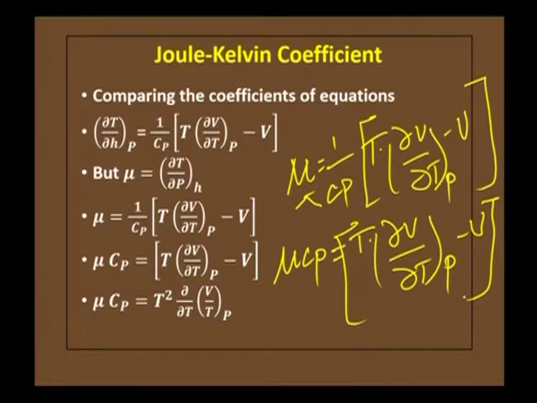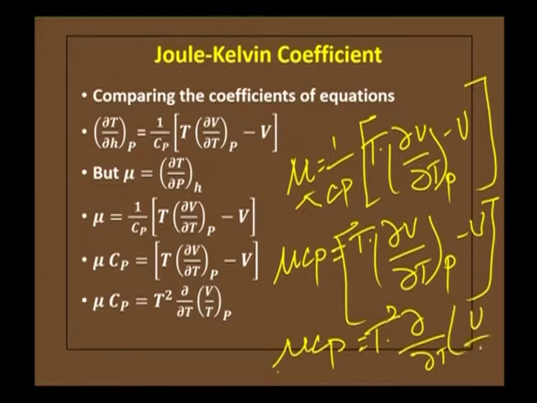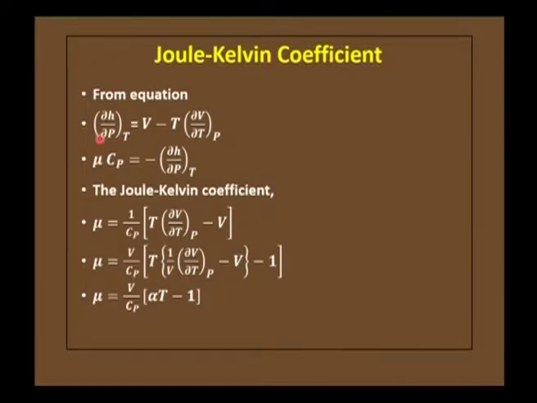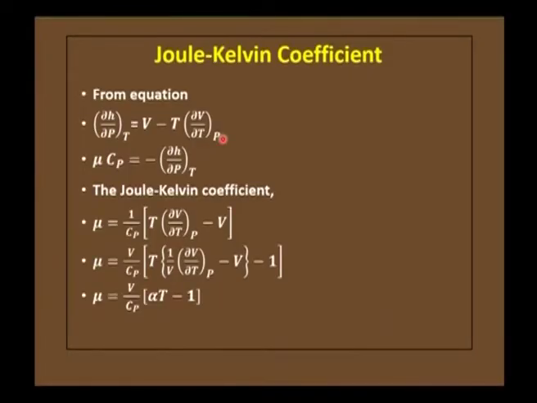Therefore, I can write mu Cp is equal to t squared into dou by dou t of v by t. So, from this equation I have dou h by dou p at constant t is equal to v minus t into dou v by dou t at constant p. We already derived mu Cp is equal to minus dou h by dou p at constant t.